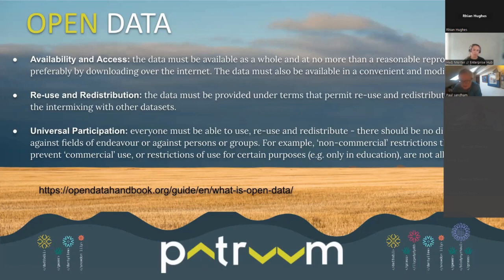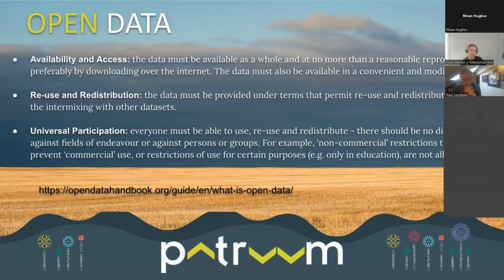We're winning here because Patrwm users, in terms of the public and businesses and community, don't pay anything. Preferably by downloading this data over the internet, we win on that one. And the data must be available in a convenient and modifiable form, which we have. We've got two ways of making data available. One is as a CSV file or as an image file, or there is access via what's known as an API, where organizations can pull data continually or on a daily basis from the database.